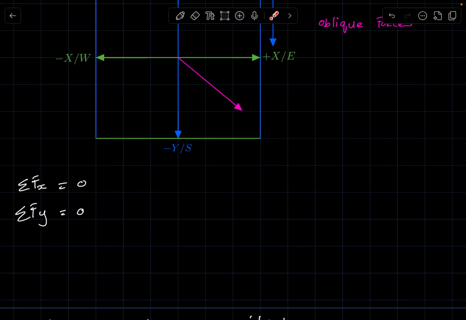And the way we prove that is by saying the sum of forces in the x direction is equal to 0, and the sum of forces in the y direction is also equal to 0. That's just one of the scenarios we are going to look at for this module.